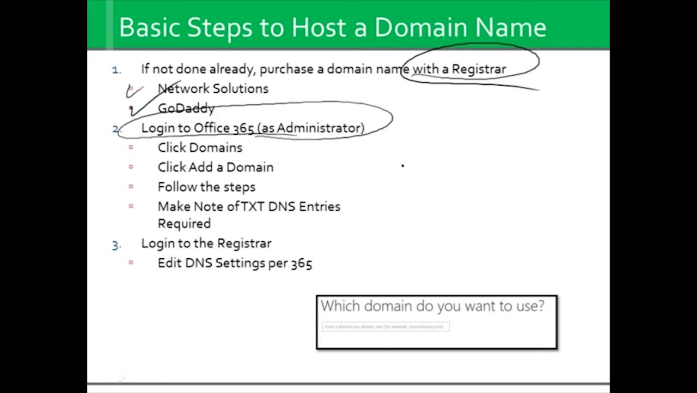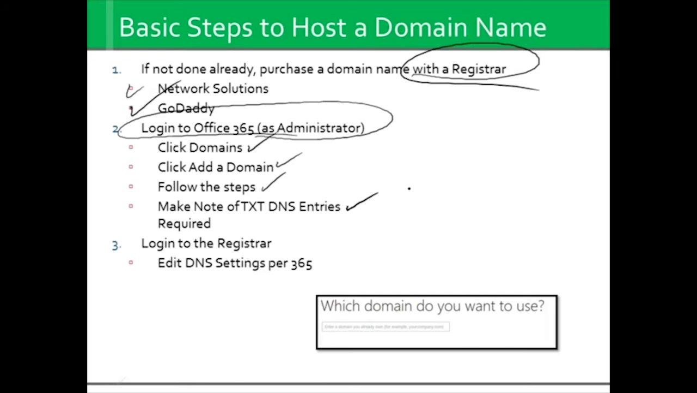So once you log on as administrator, you go to domains, you click on add a domain. It literally details out step by step by step and what it needs. What I really like about it is when it looks up the domain, if you've already owned it, it'll figure out where it's registered and it will give you directions specific to that registrar. It's going to have you put in what's called a text entry. Text entries do have value in DNS. There are certain reasons where I would use text entries.